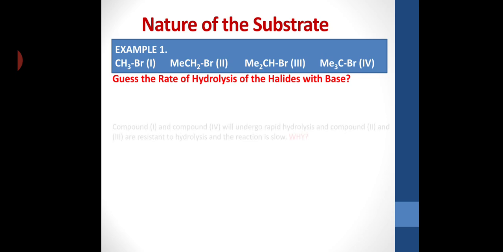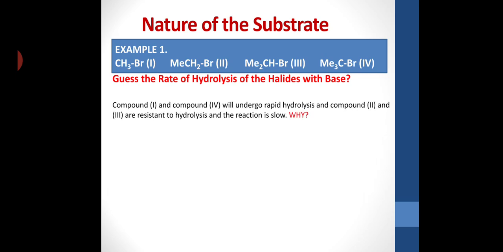It is observed that compound 1 and compound 4 undergo rapid hydrolysis and compounds 2 and 3 are resistant to hydrolysis and the reaction is slow. Can you justify this? Where should you start thinking?